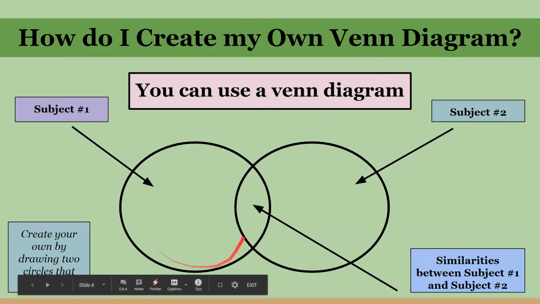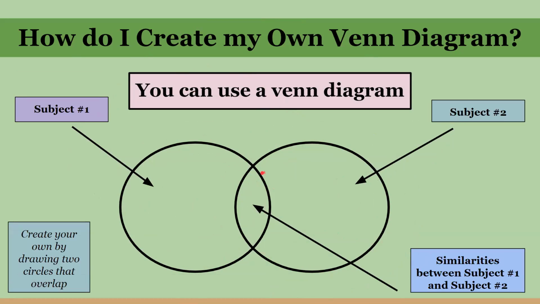And this is how you can create your own. So you draw one circle and then draw another circle that overlaps the other one. So then you have room for your first subject, your second subject, and the similarities between the two in the middle.